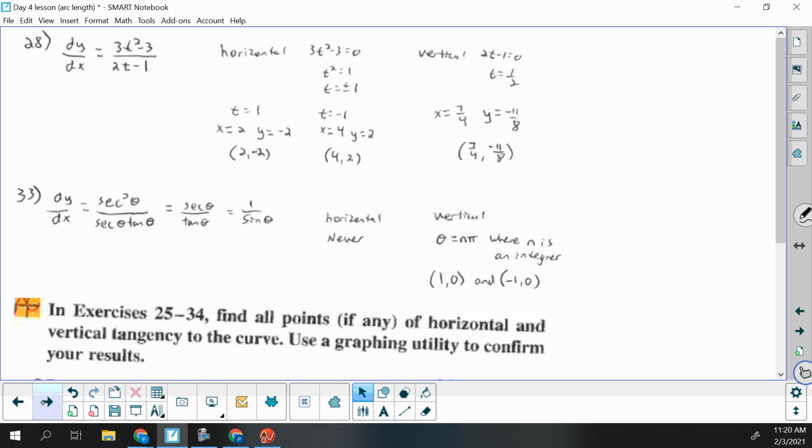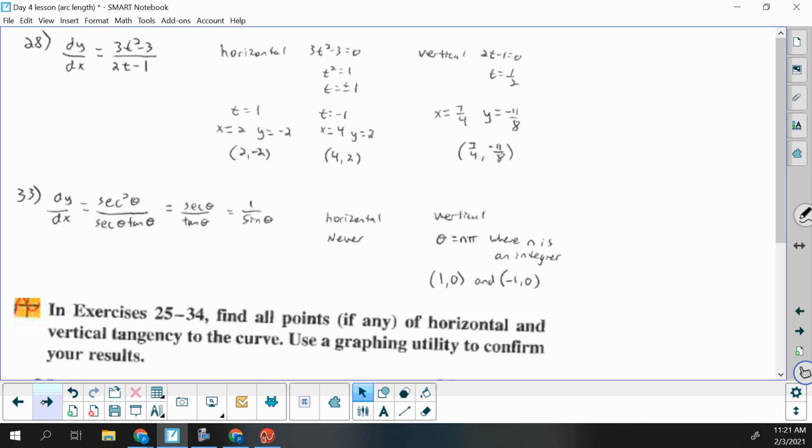For 28, do your dy over dt over dx over dt. Horizontal when the numerator is 0, so set that equal to 0. You get t is plus and minus 1. So when t is equal to 1, sub it into the original x and y, and you get the point 0.2, negative 2. When t is negative 1, sub it into the original x and y, you get 4, 2.